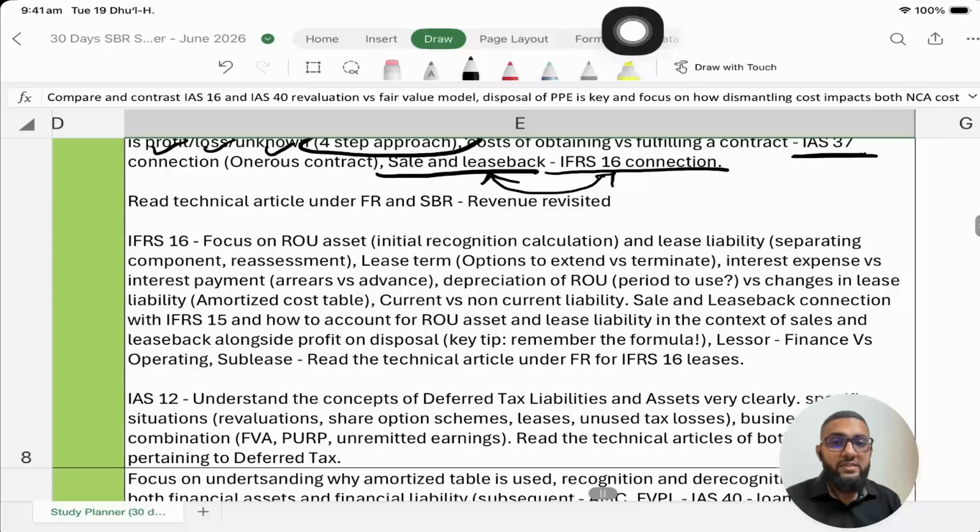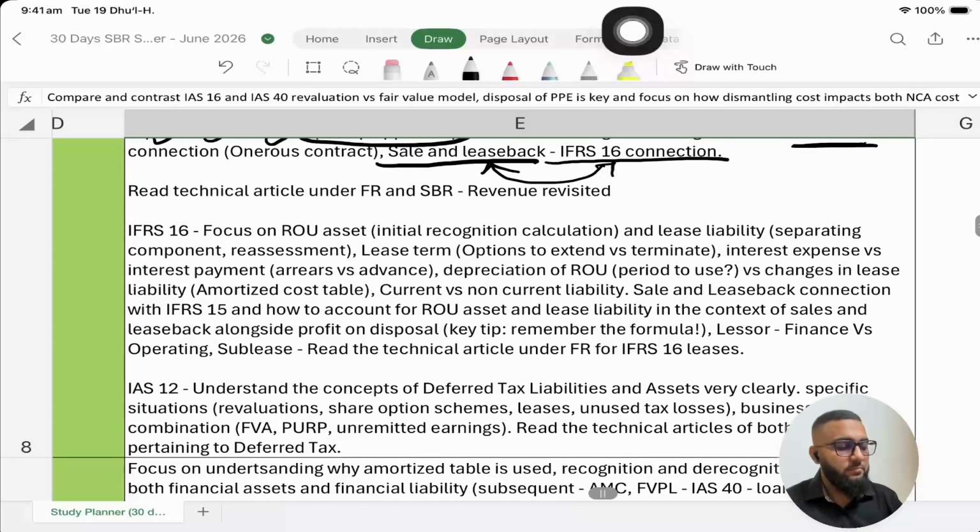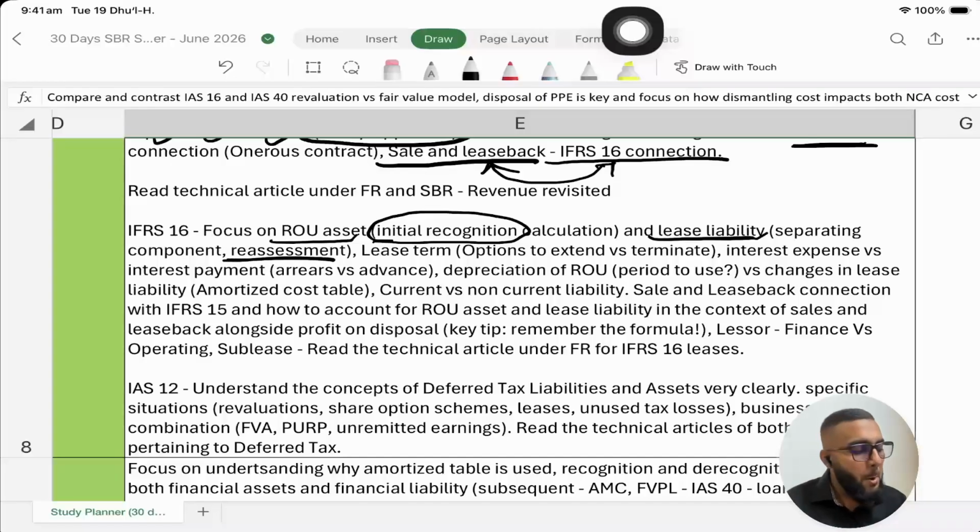Then moving on to the next section of day two, which is IFRS 16. So you have to focus on the ROU asset, right? What's the way in which you're going to recognize or calculate the initial amount of the ROU asset? What's the initial recognition calculation? And lease liability, right? How are you going to recognize the lease liability? Usually with ROU asset and lease liability, there is a connection there. Know what the connection is. Then what is the separating component of lease liability, as well as when will you be reassessing the lease liability, right? Lease modifications.